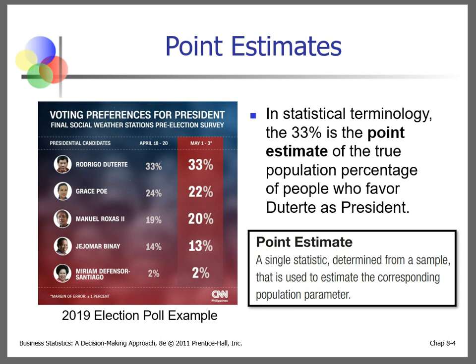In statistical terminology, the 33% is the point estimate of the true population percentage of people who favor Duterte as president. Simply speaking, a point estimate is a single statistic determined from a sample that is used to estimate the corresponding population parameter.